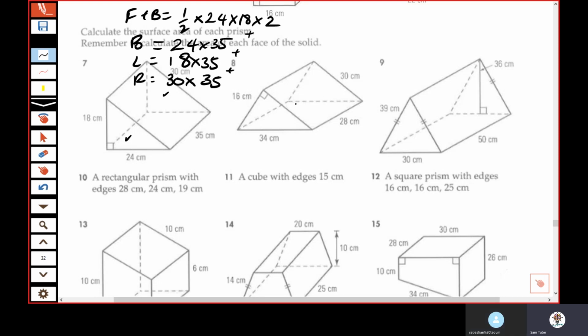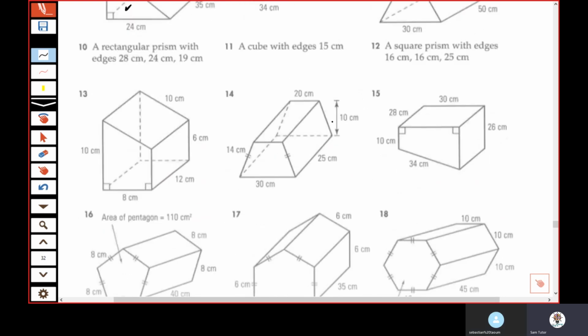All right. And then again, you can just keep doing them. They're the same thing. There's your base, there's your height of 30, times it by 2. This side here would be 28 times 30. The bottom would be 34 times 28. And this bit here would be 16 times 28. You can pretty much see that? Yeah. All right.